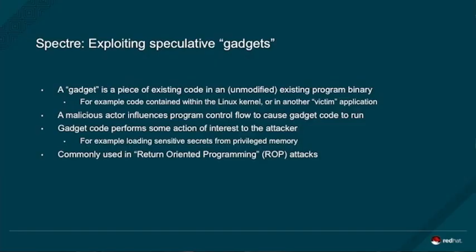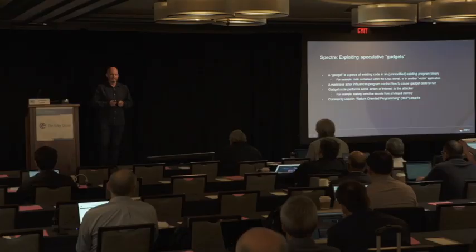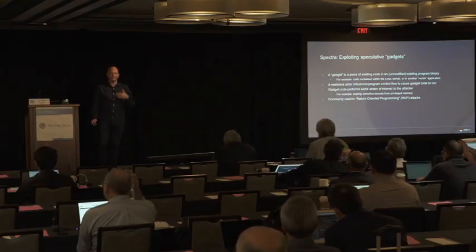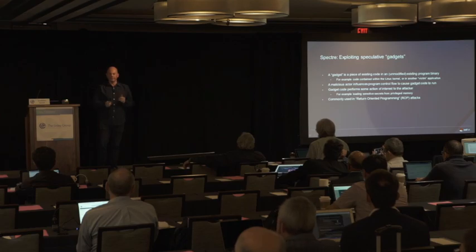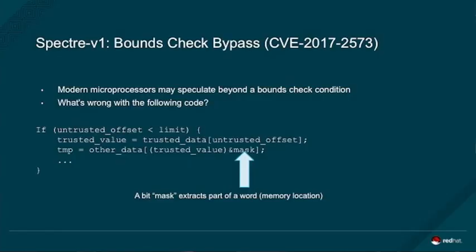Okay, so let's talk about Spectre. Spectre is about exploiting what are called speculative gadgets. A gadget is a piece of an existing program that I'm going to exploit. It's not something that I write. It's existing code, but I'm going to abuse it. A classic example of gadgets is return-oriented programming, where an attacker would string together pieces of code and perform stack-based buffer overflows and exploit existing code to do something nefarious. We can do something similar with speculation.